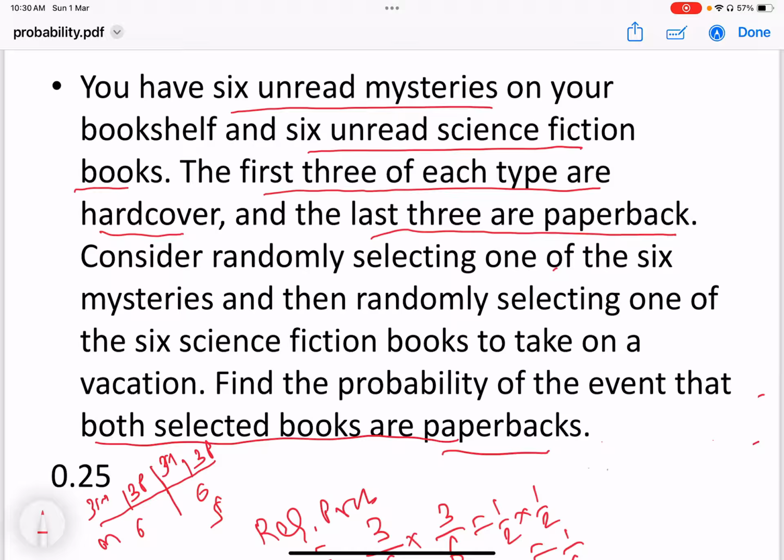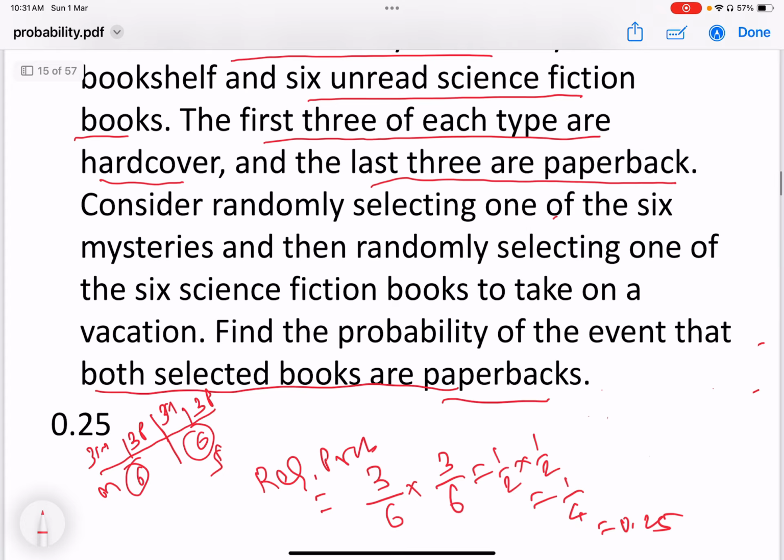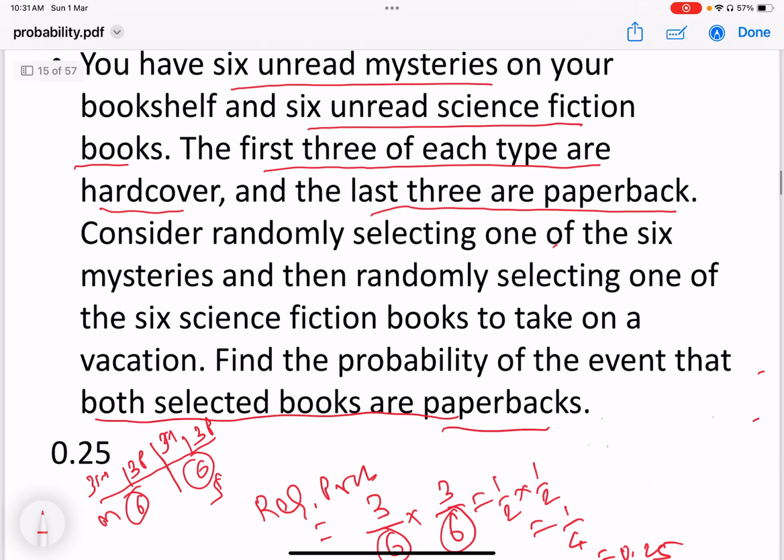Consider randomly selecting one of the six mysteries. So there are six mystery books, and we need to select one of the six, and then randomly selecting one of the six science books. So now what is the required probability? First is selecting a mystery book, so total 6. Second selecting a science book, that is also total 6.